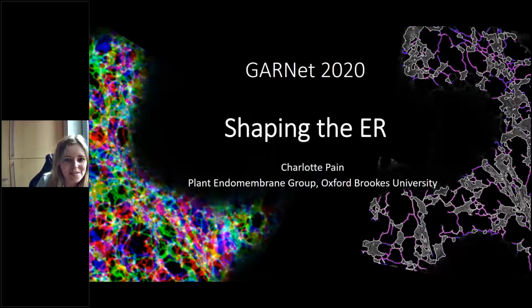So hello, my name is Charlotte Payne. I work at the Plant Endomembrane Group at Oxford Brookes University. And my particular research interest through my PhD and through the first year of my postdoc has been looking at how the plant endoplasmic reticulum forms its shape and the effects of changing that shape on other cellular structures and functions.